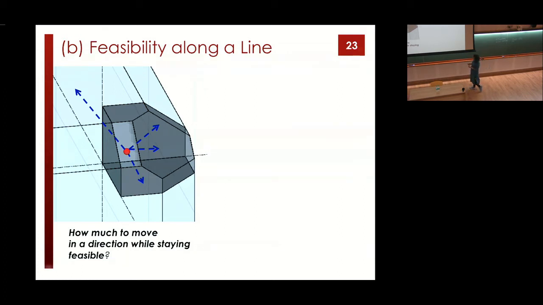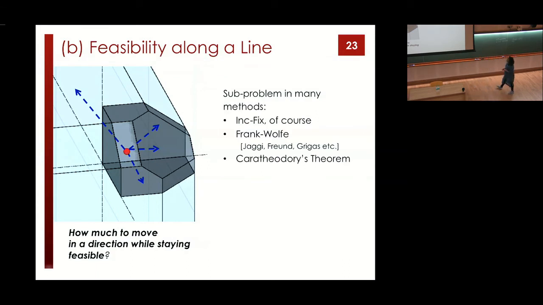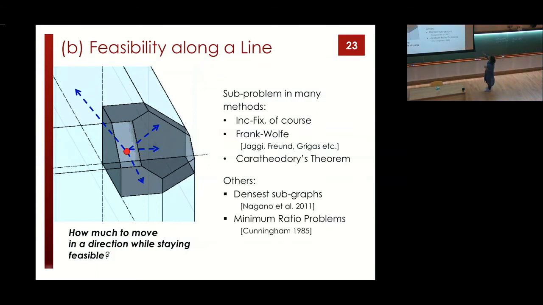So it's a fundamental question that arises in many algorithms. In Inc-Fix, of course, in Frank-Wolfe, in Carathéodory's theorem, in implementing finding the convex hull of points, and in some other interesting applications like finding denser subgraphs. I was talking to Visa Research, and they try to look at fraudulent credit transaction data and figure out whether they can find a denser subgraph of those fraudulent transactions and block a card so that it does not have more fraudulent transactions. And that can be done by solving these line search problems. Minimum ratio problems, studying the strength of networks, and so on. So to cut the story short, this has many applications.